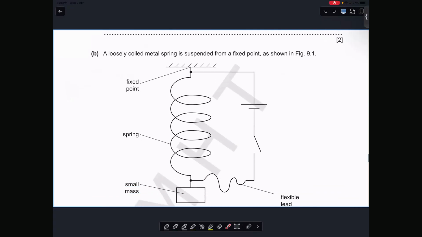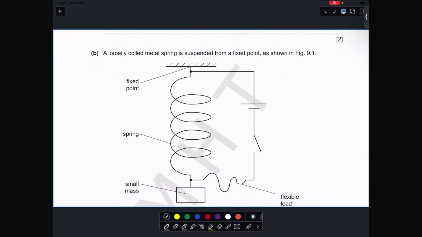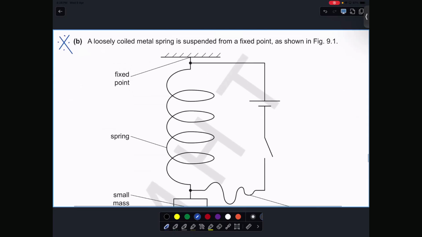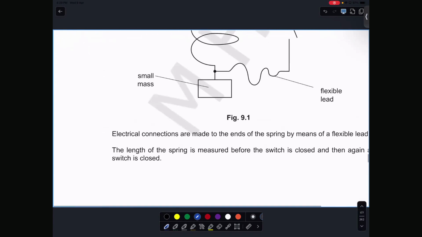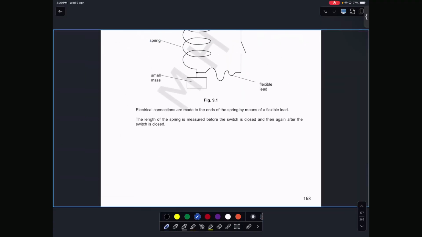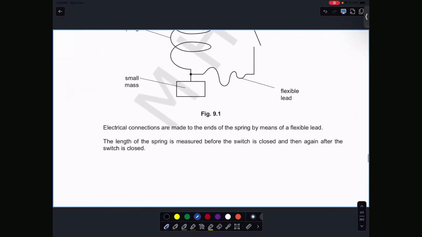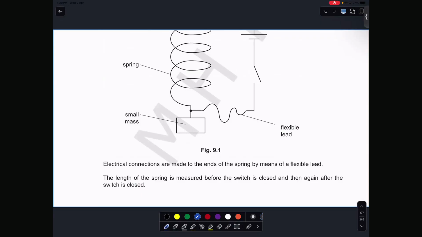Okay. Let me say beforehand, I have come across this question every single year. It's a bit ahead, the one with the coils. It's a problem to picture, we'll try it. So I'm telling you beforehand this is difficult. It says a loosely coiled metal spring is suspended from a fixed point. So a coil is given here. Electrical connections are made to the ends of the spring by means of flexible leads. So the leads are given.